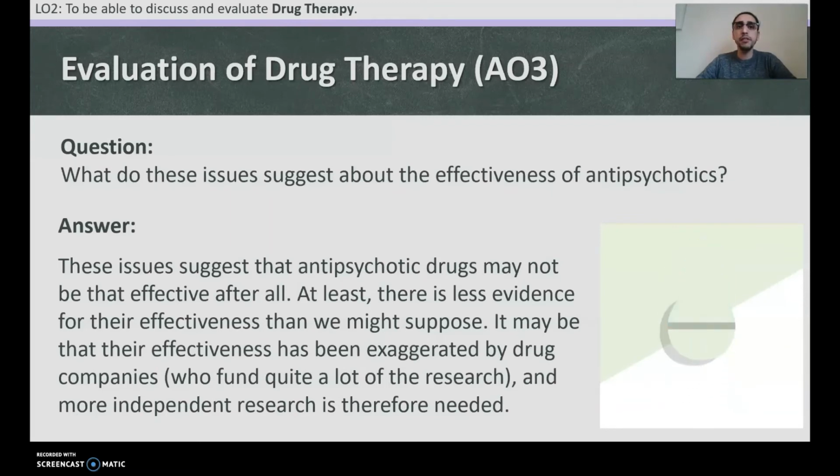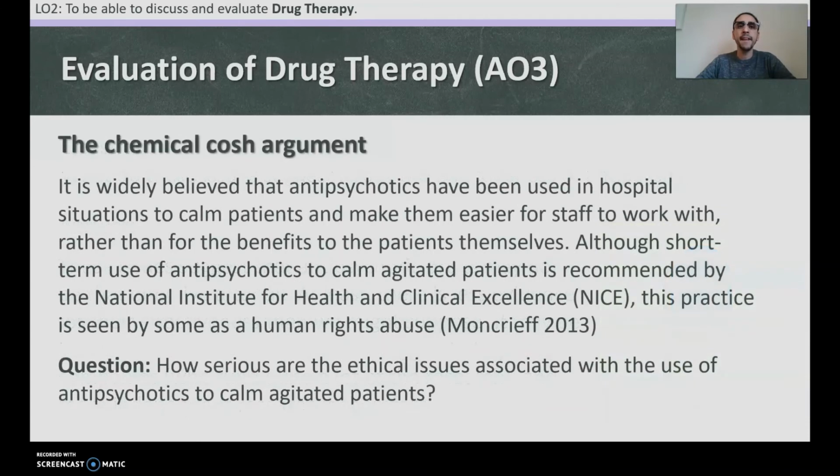It may be that their effectiveness has been exaggerated by drug companies who fund quite a lot of the research, and more independent research is therefore needed. Okay, the chemical cosh argument. It is widely believed that antipsychotics have been used in hospital situations to calm patients and make them easier for staff to work with, rather than for the benefit to the patients themselves.